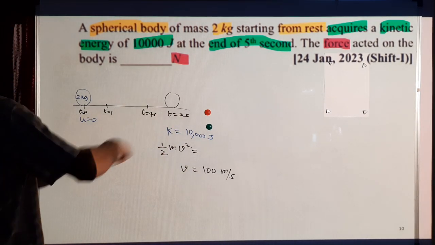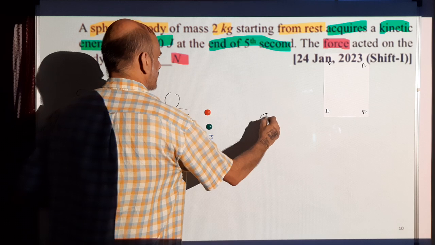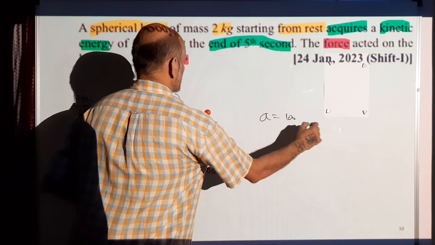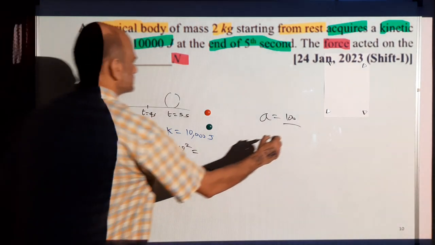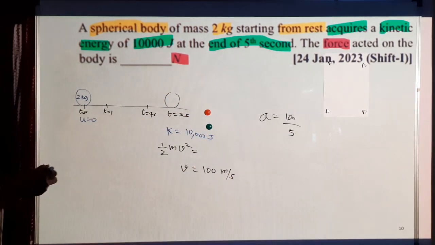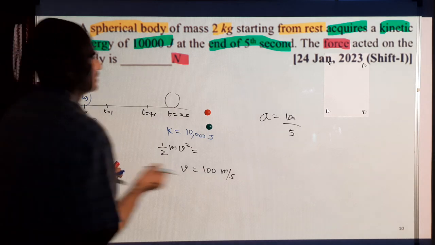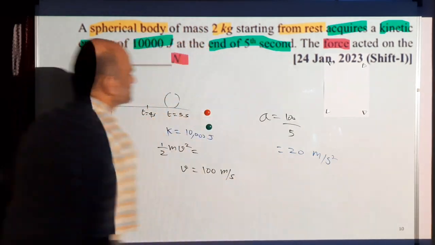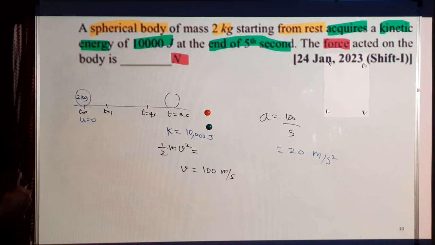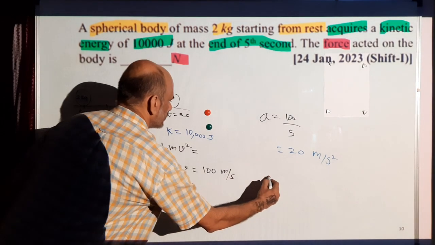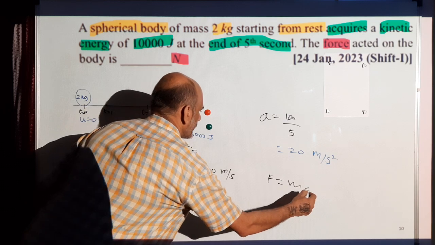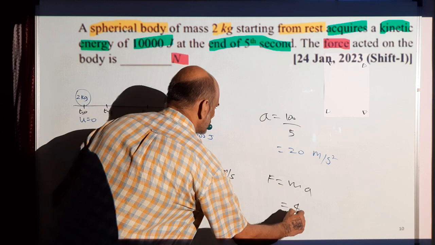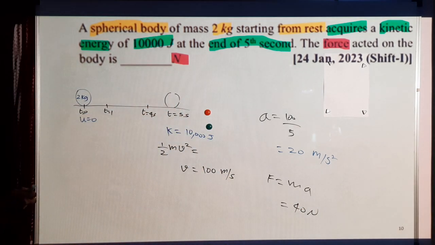So the acceleration of this motion from 0 to 5 seconds is the increase in velocity, which is 100 minus 0, divided by the amount of time, which is 5. So acceleration is 20 SI units, meter per second square. Force, by Newton's second law, is mass into acceleration, mass is 2, in SI units Newton.